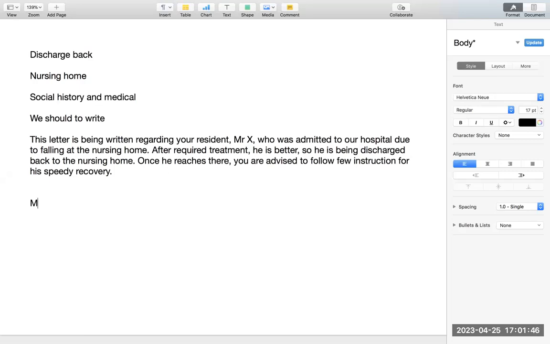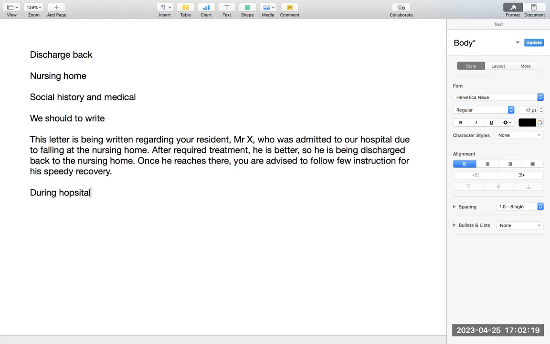This is a kind of letter that comes alternatively, because in this letter you cannot write that Mr. X lives alone, since obviously he is already living in a nursing home. So social history is not relevant. If you say Mr. X is a known case of diabetes, these people already know that. That is why social history and medical history are not required in these letters, and that is why these letters always have a bigger discharge plan.